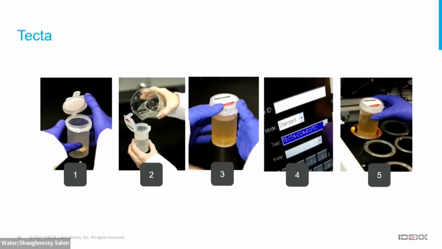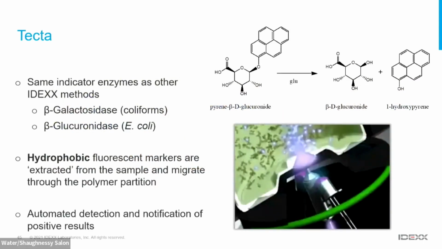And during that time, what it's also doing is reading the sample and seeing whether or not it turns positive continuously. So it works under the same principle of other enzymatic methods. What we're doing here is we're just changing the indicator that we're using. So we're still using the same nutrient. We're still looking for that same enzyme that's present in coliforms and E. coli. The only difference is that we're changing the indicator.